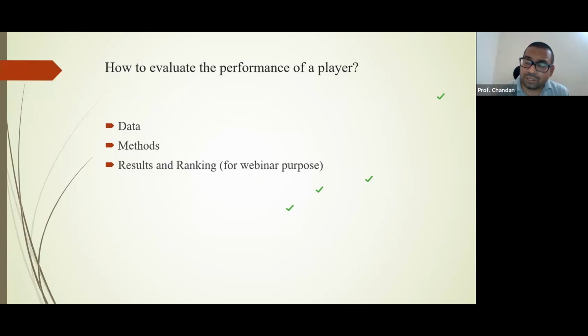Then what methods can they use? They can use MCDM techniques, they can use DEA, SFA, they can use NSGA-II, which has been used by Professor Kalyanmoy Deb. Then results and ranking.